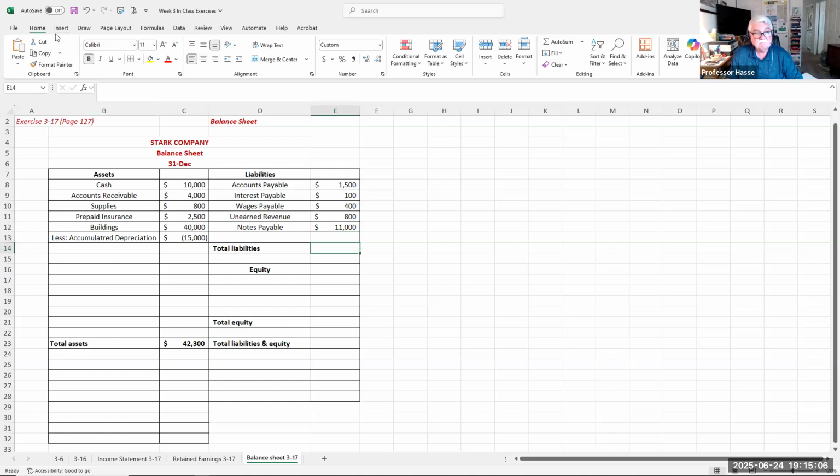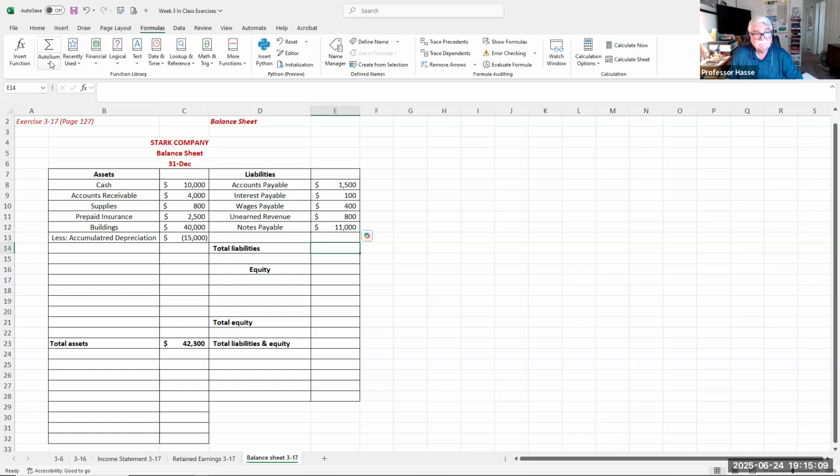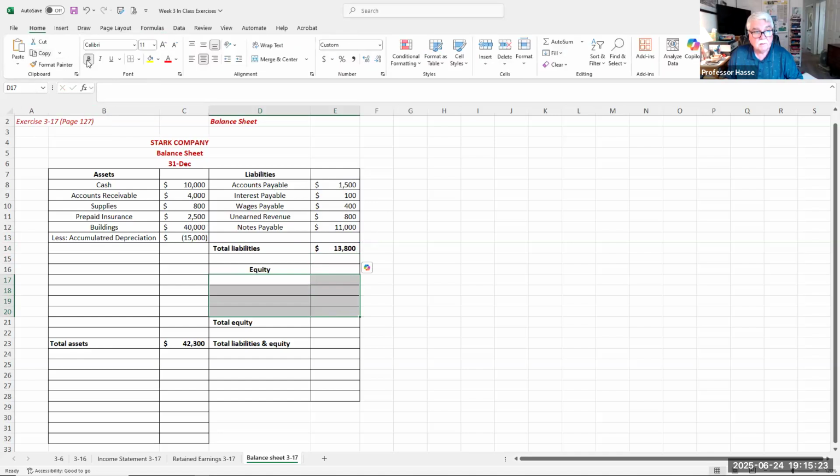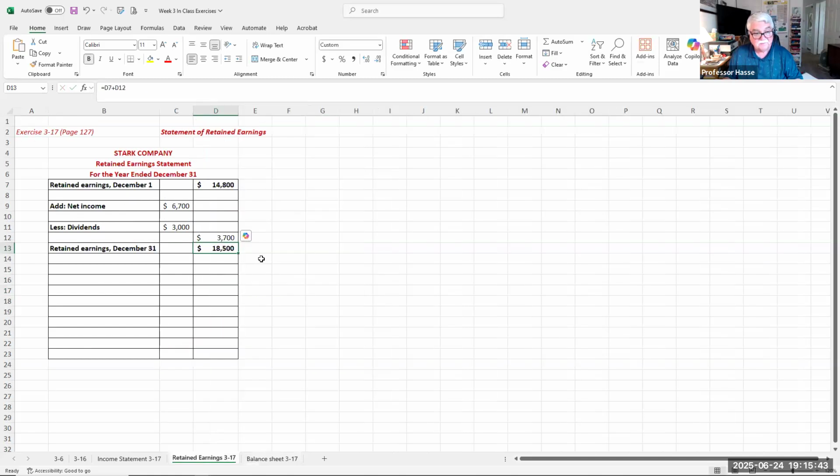Total liabilities, $13,800. Equity. Common stock, $10,000. Retained earnings. This comes from our retained earnings statement right there. $18,500.